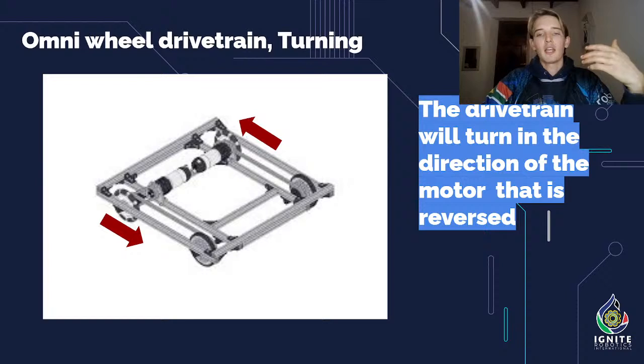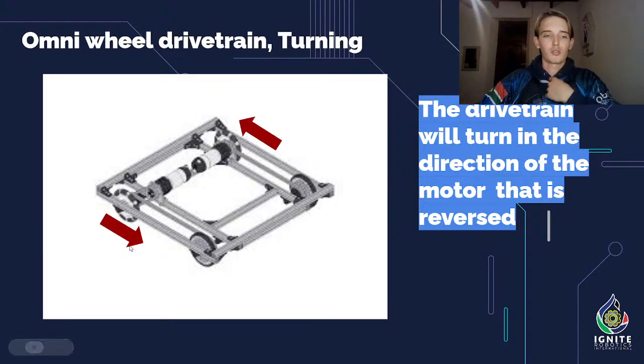But if we wanted to turn, we need to spin them in opposite directions. This right one over here will go, well, depending on which side you want to call the front. I'm going to call this side the front, so this would be the right one. When the right motor is set to forward and the left motor is set to back, the robot is going to turn to the left. I'm saying the drivetrain will turn in the direction of the motor that is reversed. So if the right motor went backwards and the left motor went forwards, then it would turn to the right.